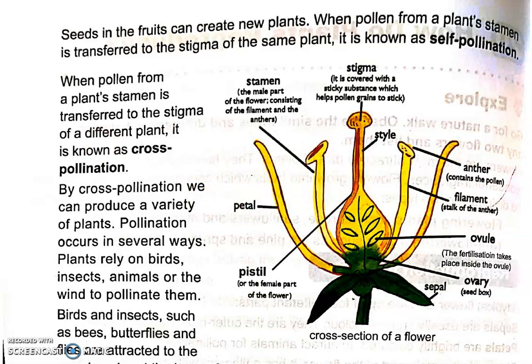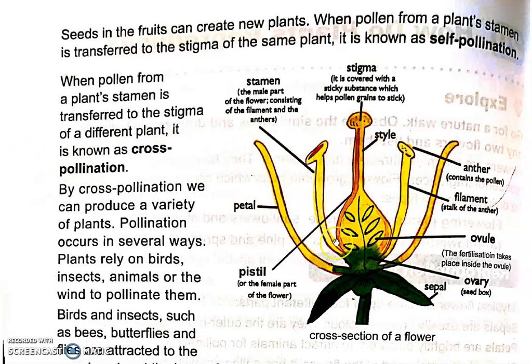Now let me explain the cross section of the flower first, before I move on to the next topic. Stamen is the male part of the flower consisting of filament and anthers. So this part is called the filament and the top is called the anthers. Stigma is covered with a sticky substance which helps pollen grains to stick. So if pollen flies from here, it will come to the stigma and it will hold it. It is the female part. Then this is the style. Style is nothing but the stem of the stigma.